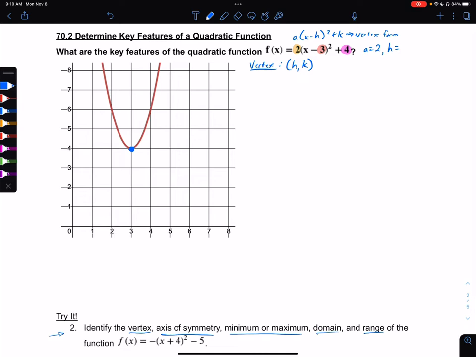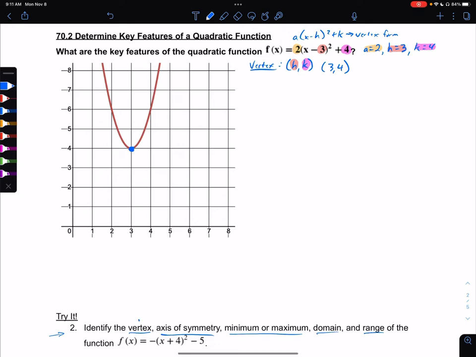So h in this case would be a positive 3. Remember, it's always backwards dealing with h. And then our k value would be 4. So a is 2, h is 3, and k is equal to 4 in this case. Your vertex is h, k. So the vertex is going to be 3, 4. And if you pretend that you didn't actually have this graph, then you could figure that out just looking at the vertex form based on h, k. If you have the graph, obviously you're just going to figure out where the point is on the graph.